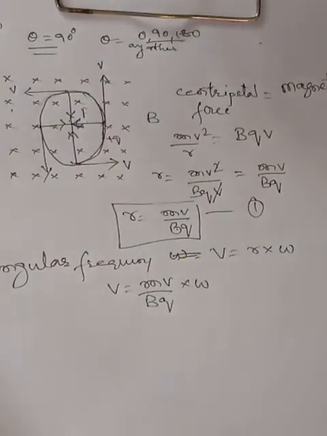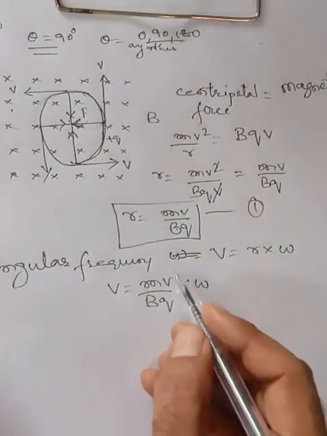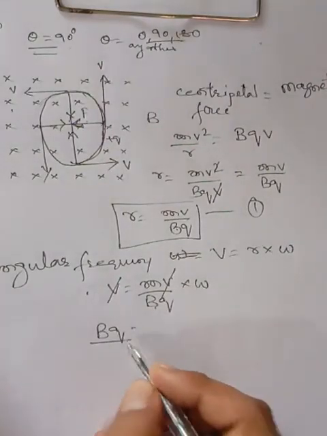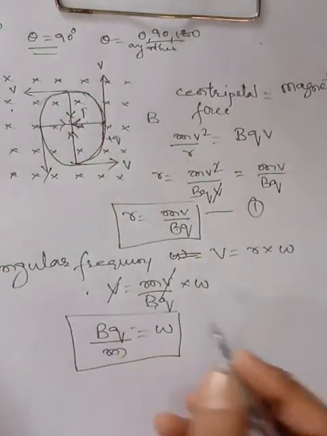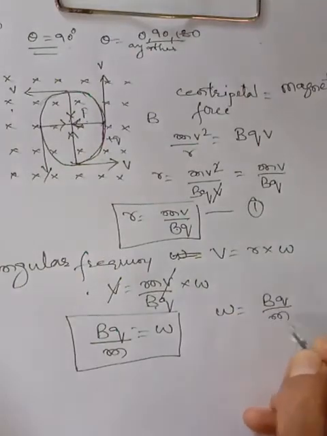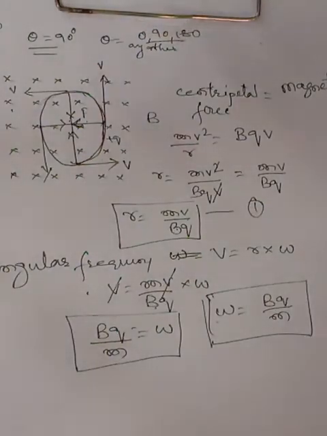Now I have to calculate omega, so send this term to the other side. Before sending, one more thing will happen: this v and v will get cancelled, so it will become Bq by m is equal to omega, or we can write omega is equal to Bq by m, where omega is called the angular frequency, v is called the linear velocity, q is the magnitude of the charge, and m is the mass of the charge.